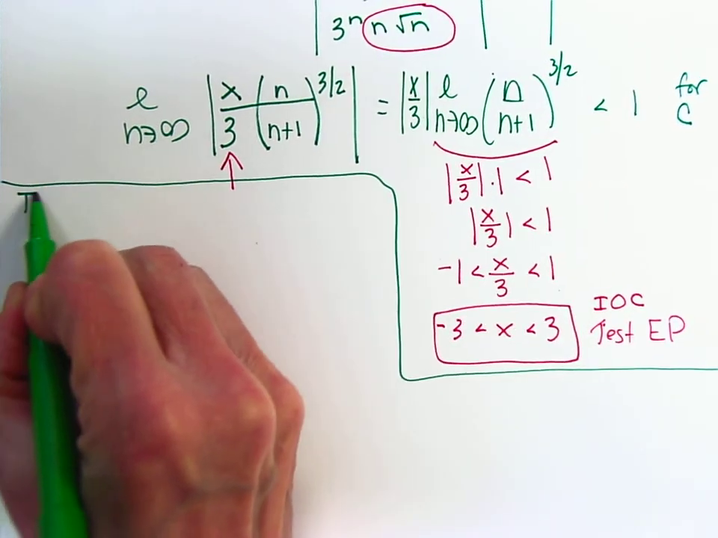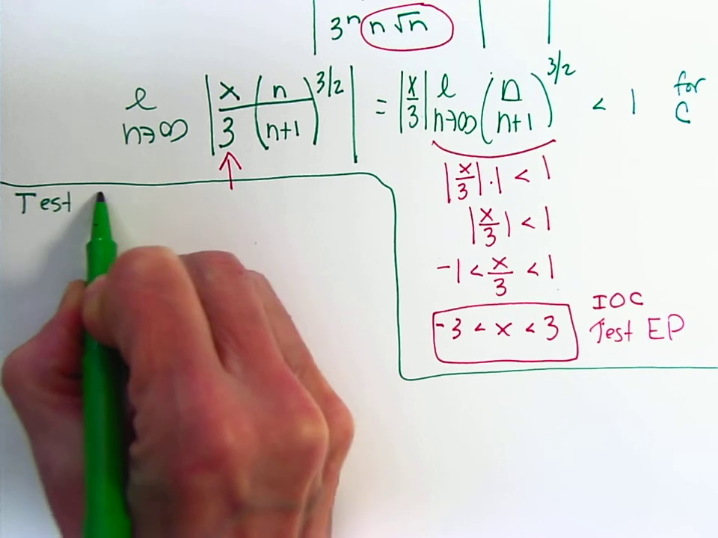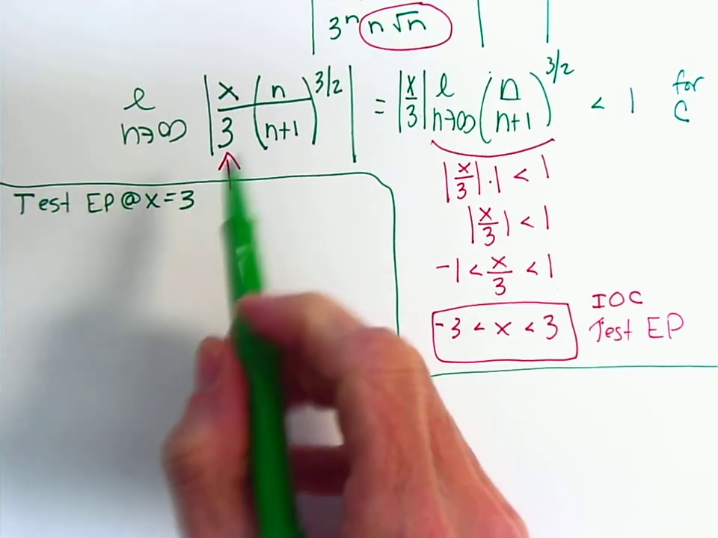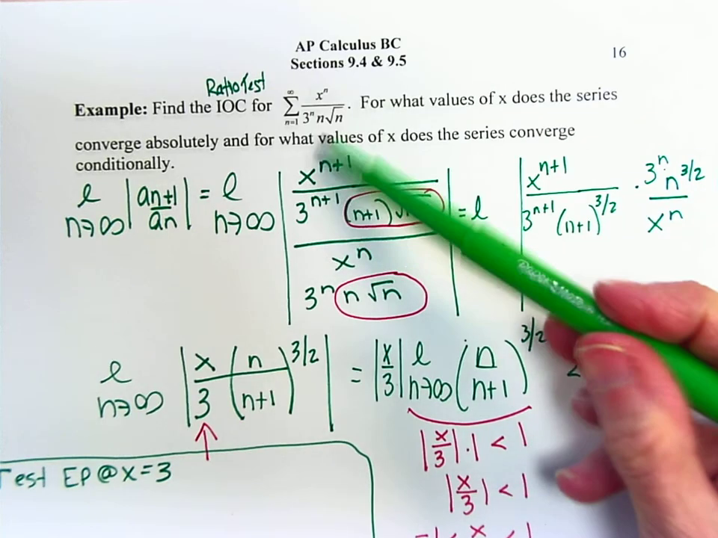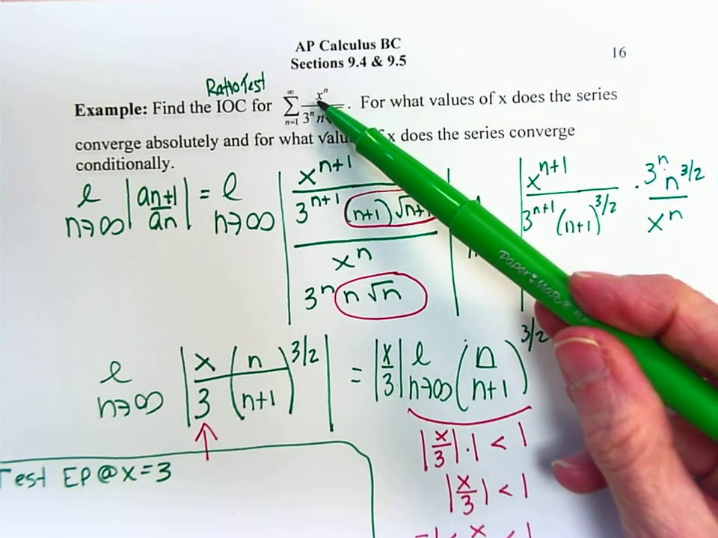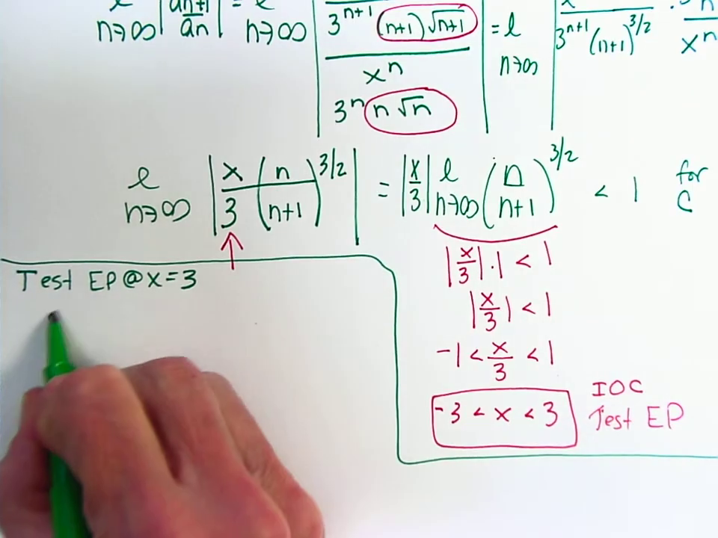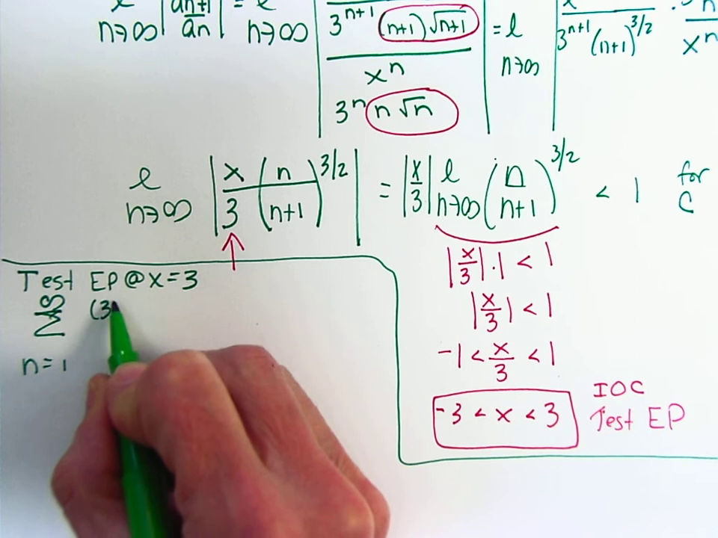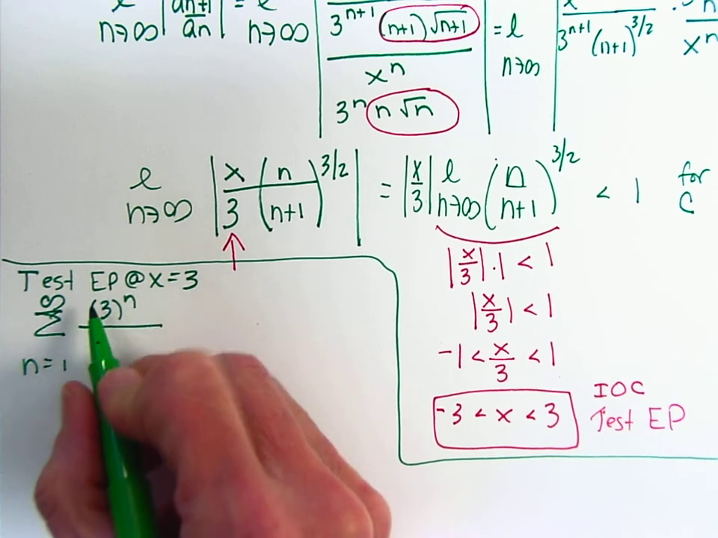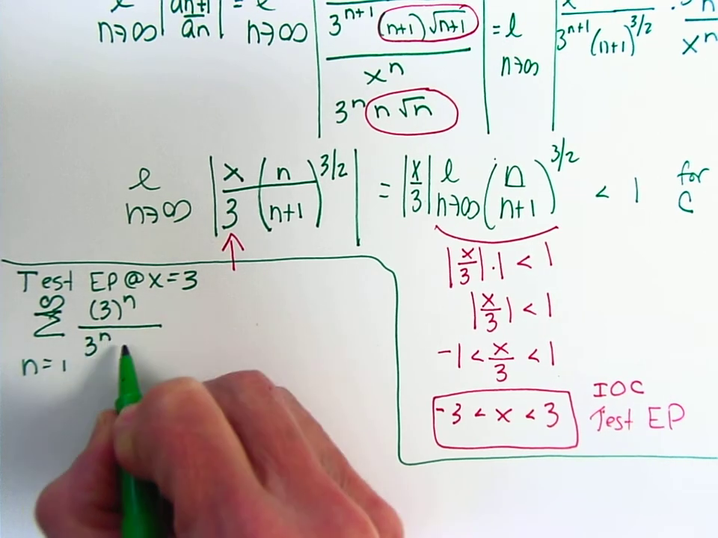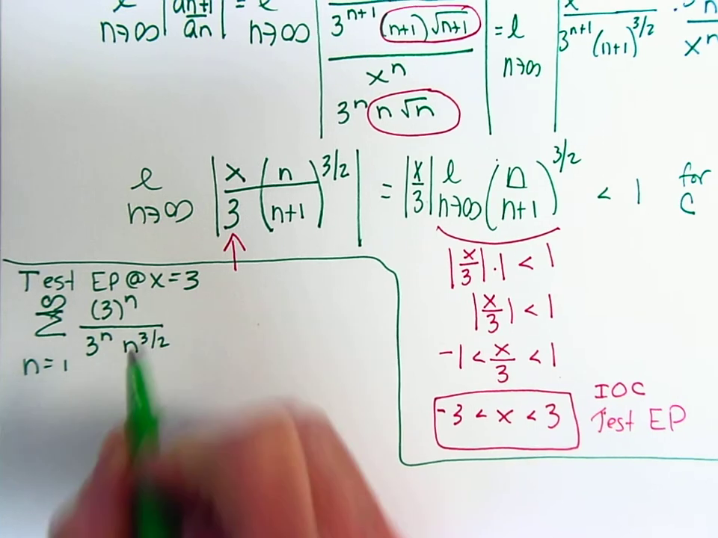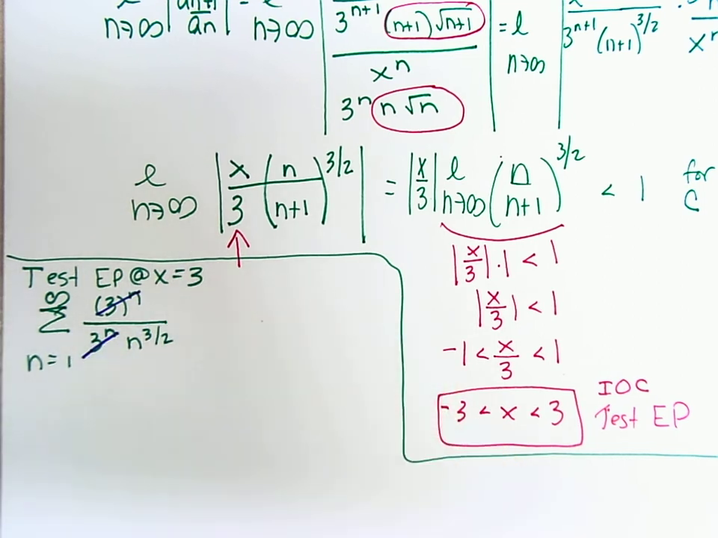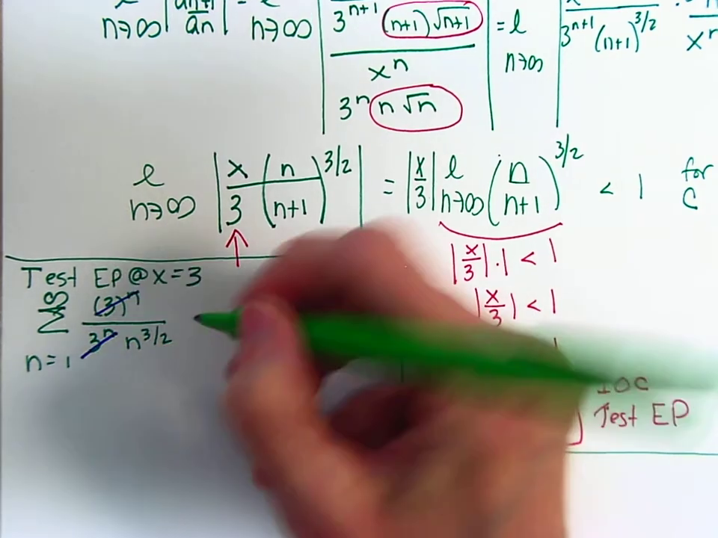So I want to test the endpoint at x equals 3. I'm going to go back to my original series, and plug a 3 in for x right there. So my series becomes the sum from n equals 1 to infinity of 3 to the n, all over 3 to the n to the 3/2. And something nice happens, doesn't it? This cancels this. So all I'm left to evaluate is this series.